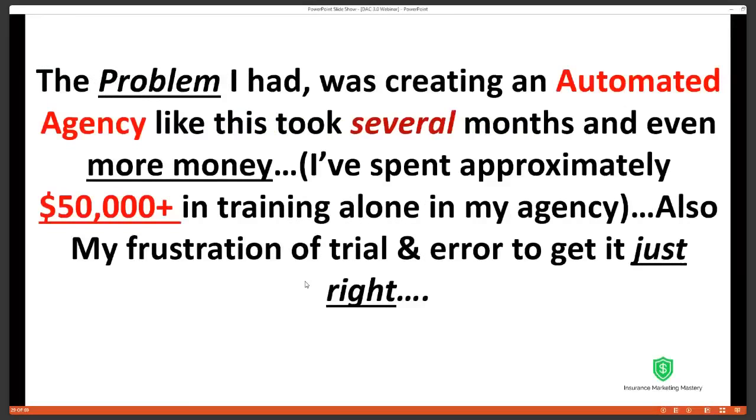All right. But the problem I ran into, trust me, I did it, was creating this automated type agency took a lot of months and a lot of money. And I did spend over 50 grand in training alone when I owned my agency on these processes. And a lot of it was just trial and error, which was costly and frustrating. And that's just the reality of it.